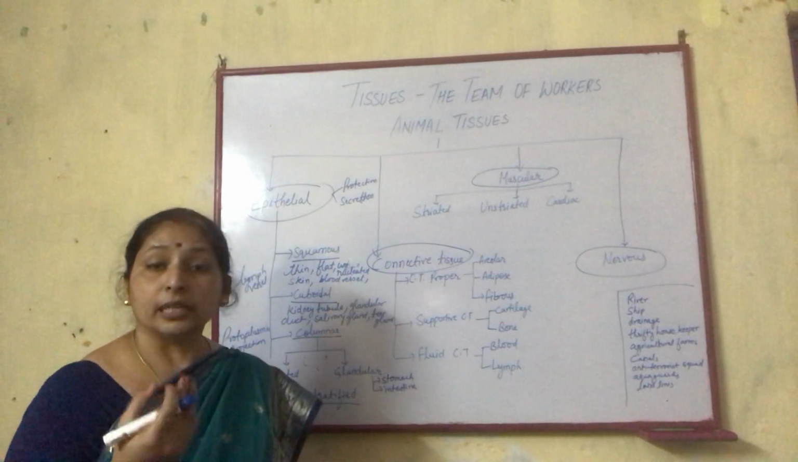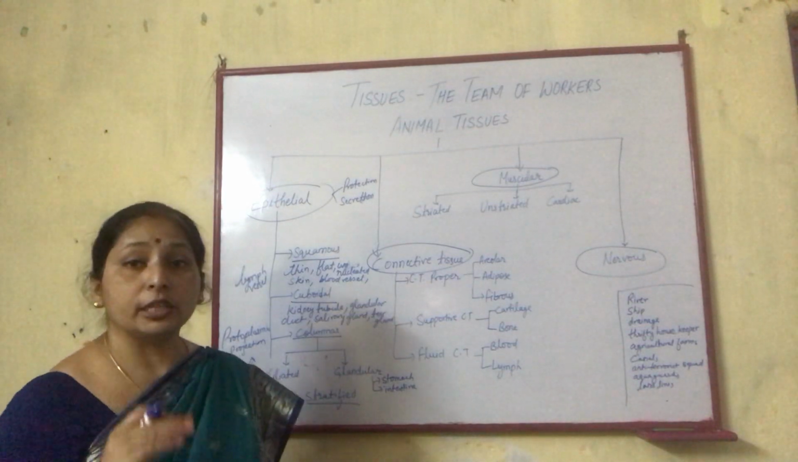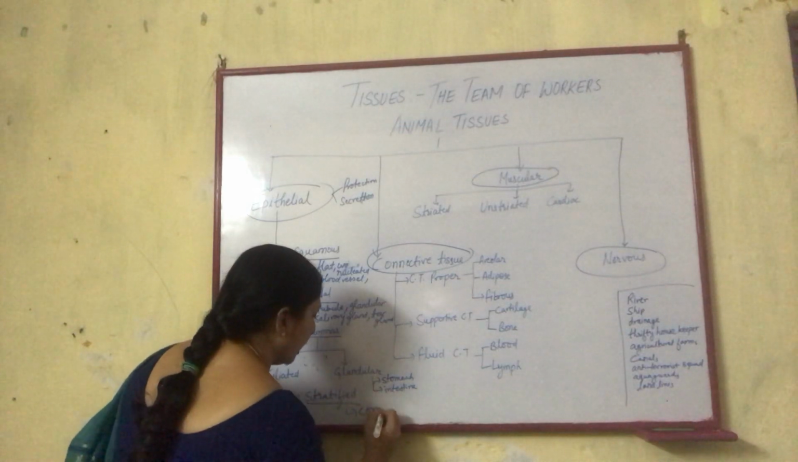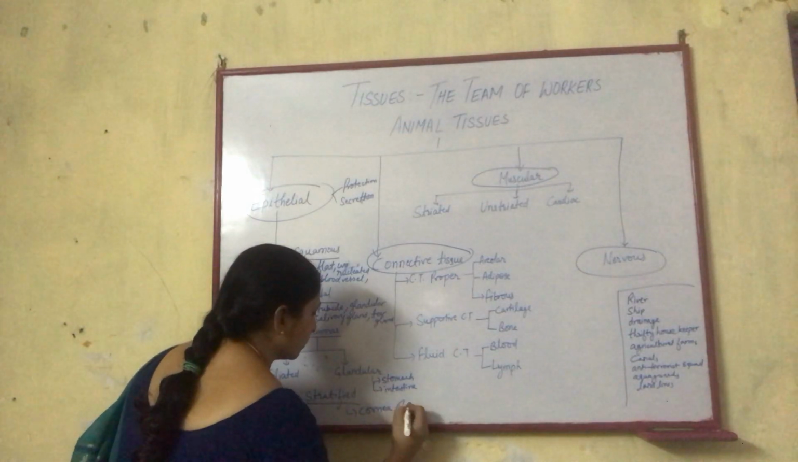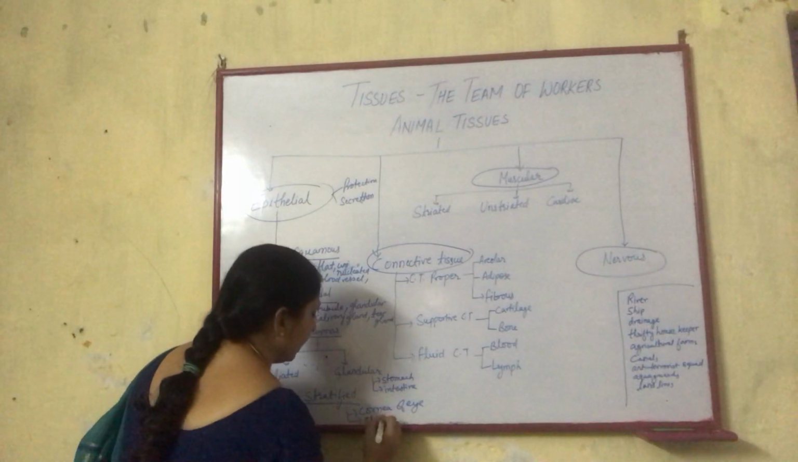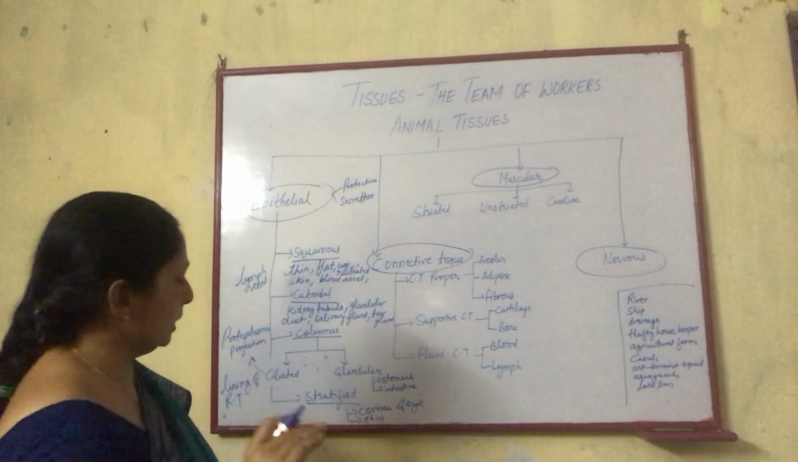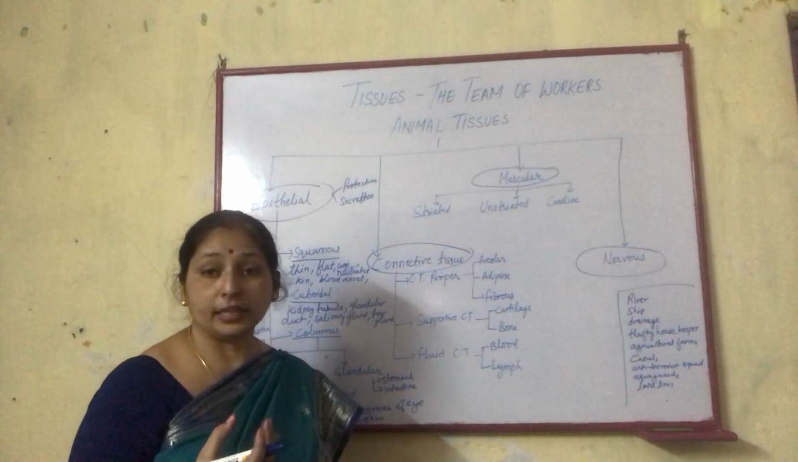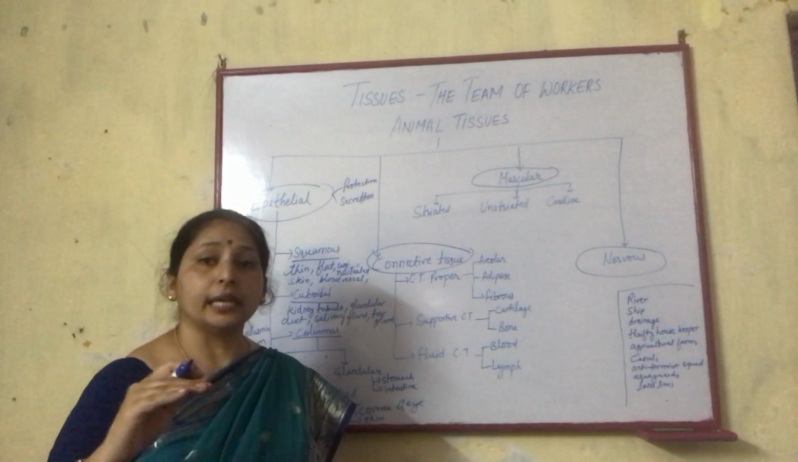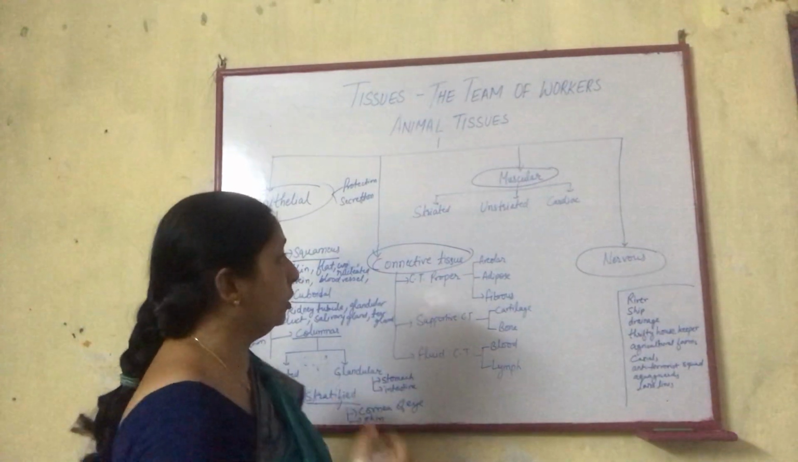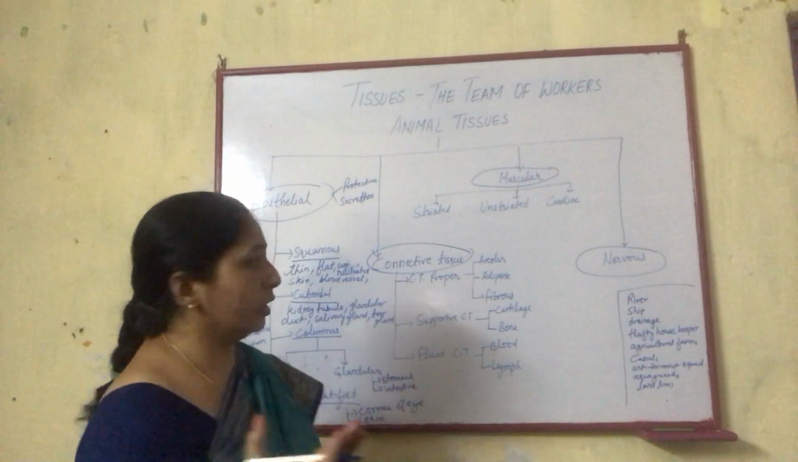Stratified tissue, where they are located. Stratified tissues are present in the cornea of eye and skin. Various strata, various layers of cells, form a stratified epithelial tissue which is in skin and cornea of eye.